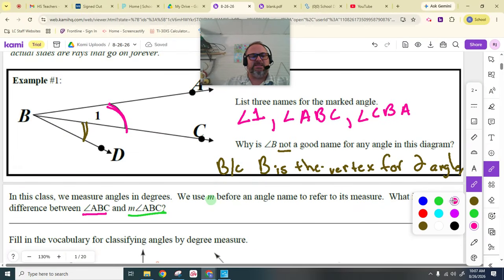All right, this one is the name of the angle. This one right here is the measure of the angle. So, believe it or not, when you put that little m right there, it's different.